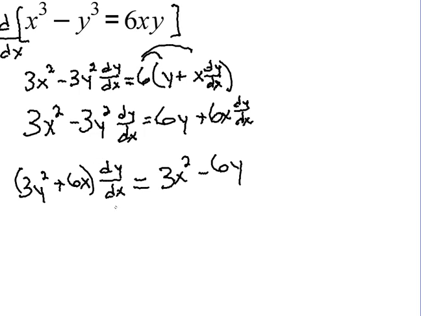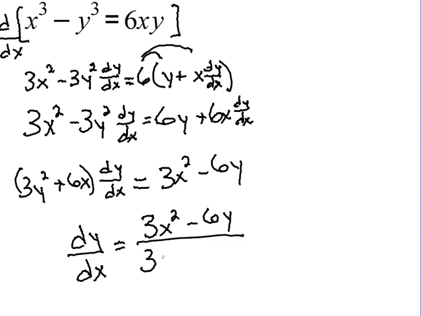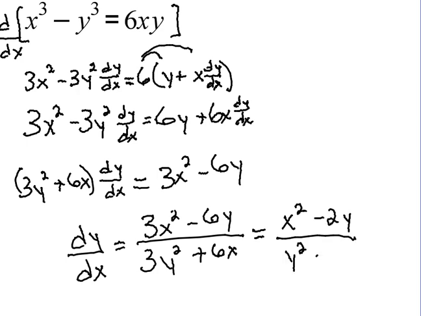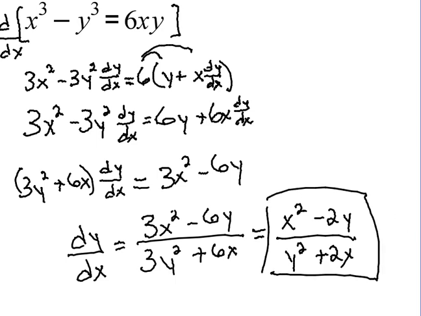And so I want to solve for my dy/dx. That's what I'm trying to look for ultimately, is what is the derivative of y with respect to x. So I want to divide everything by this quantity that I have as my coefficient. So I get dy/dx is equal to the quantity 3x squared minus 6y all over 3y squared plus 6x. Now we can simplify this slightly to say that we can take a 3 out of everything, and so we're left with x squared minus 2y all over y squared plus 2x. And that is my derivative of y with respect to x.